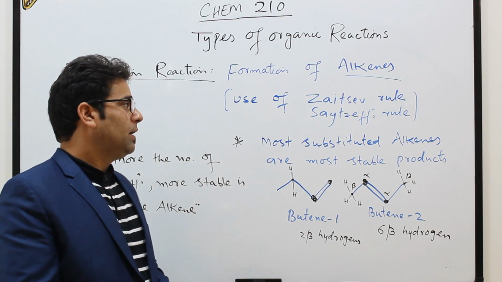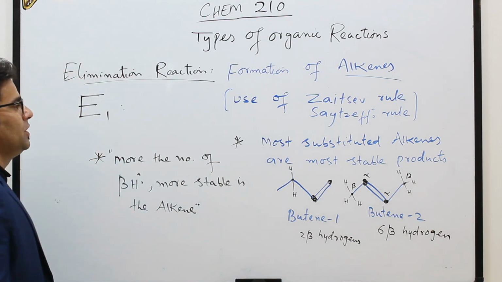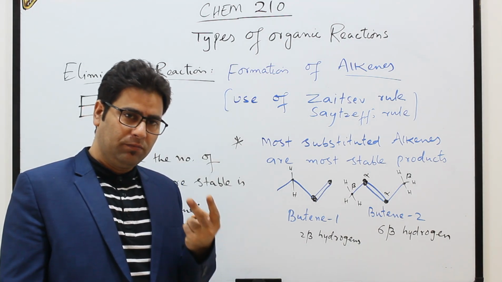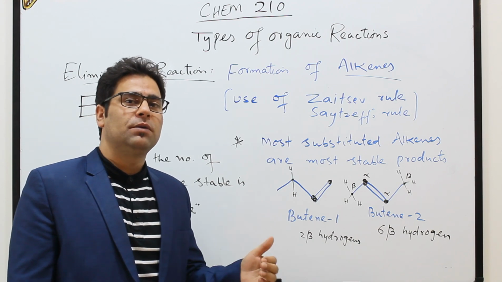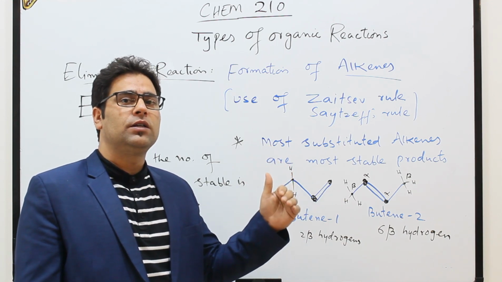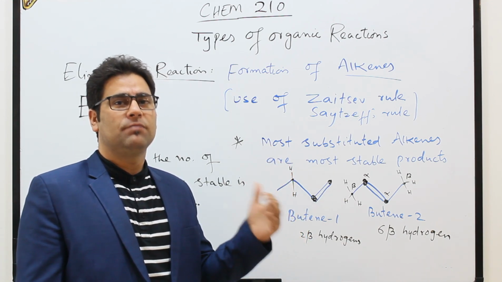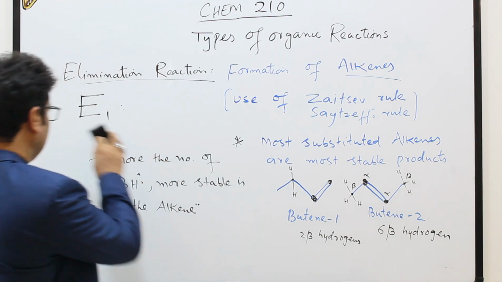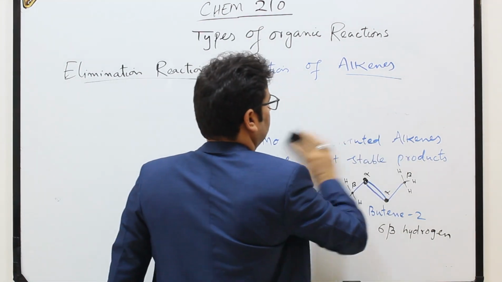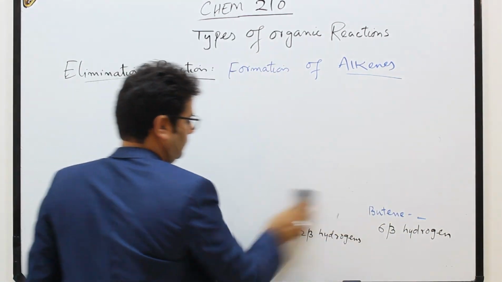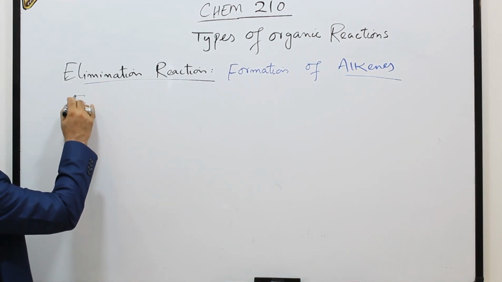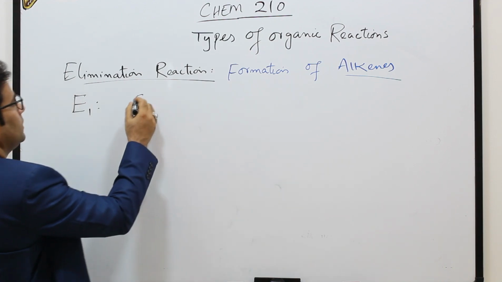So let me go to the mechanism for the E1 elimination reaction. There I will use it, because we have the probability of 2 products, a less substituted alkene and a more substituted alkene. So we have to use this rule to figure out which product is more stable, which is the major product, and which is the minor product. Let me go through it. Stepwise mechanism.